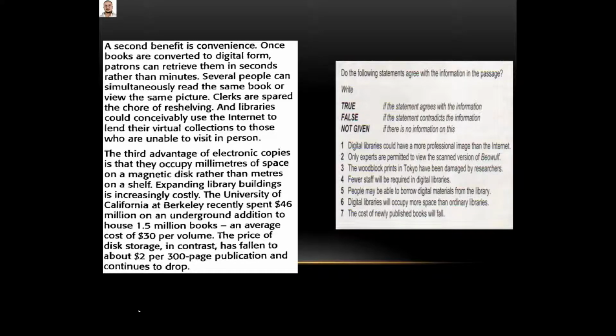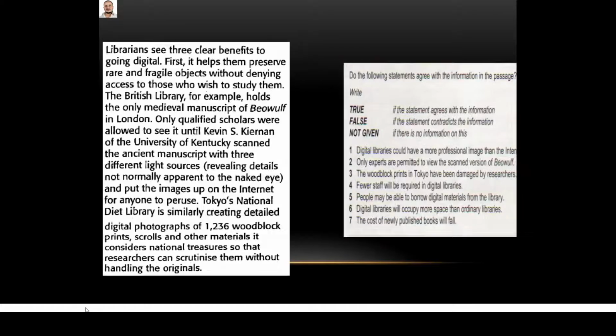So, what we will do first is to look for the first statement, whether it is correct, incorrect, or not given. The first statement says, digital libraries could have a more professional image than the internet. A second benefit is convenience. Once books are converted to digital form. Sorry, we have taken the wrong one. We need to go back to the first statement.